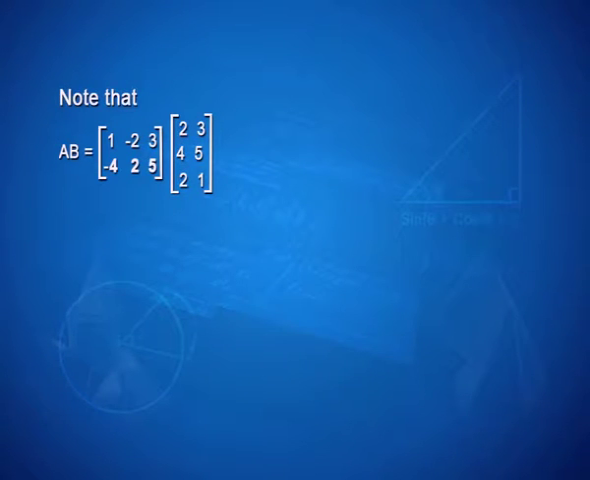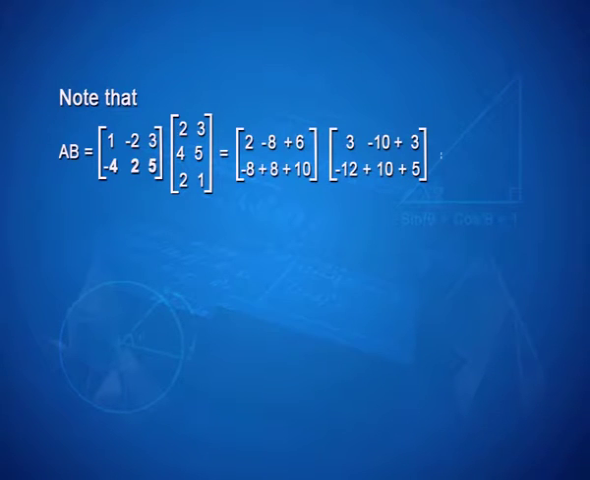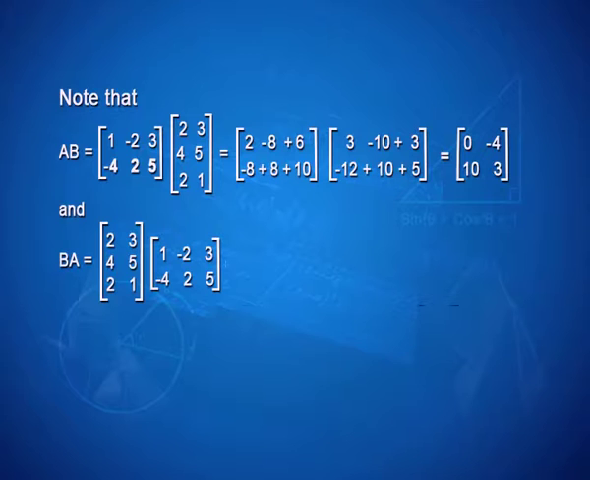Note that product AB is [1 -2 3; -4 2 5] multiplied by [2 3; 4 5; 2 1]. It is obtained as 2 - 8 + 6, 3 - 10 + 3 as elements of the first row, -8 + 10 as the element of the second row, and -12 + 10 + 5 as the second element of the second row. That is equal to [0 -4; 10 3].